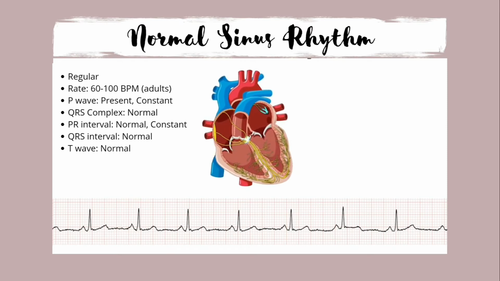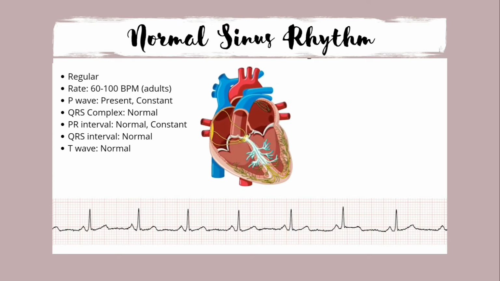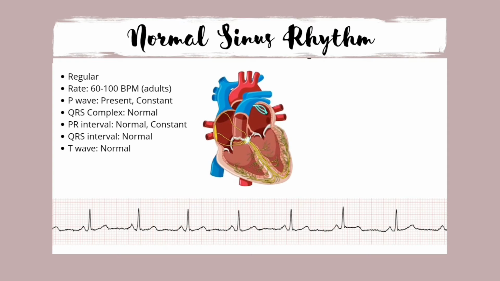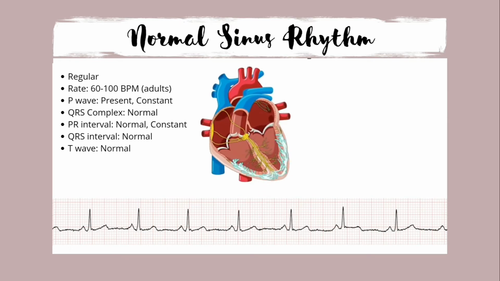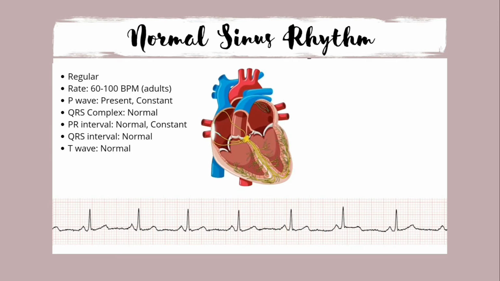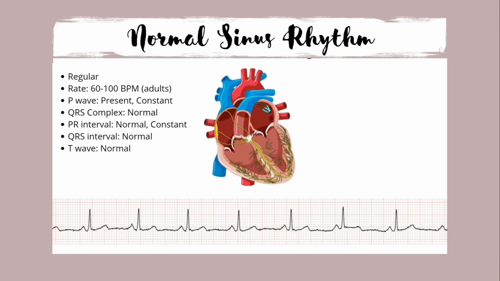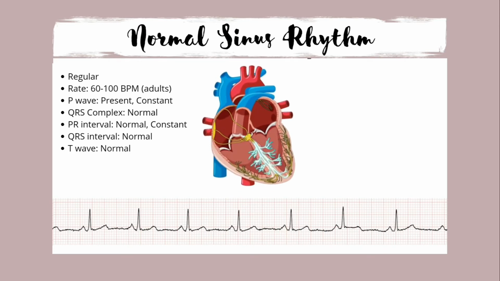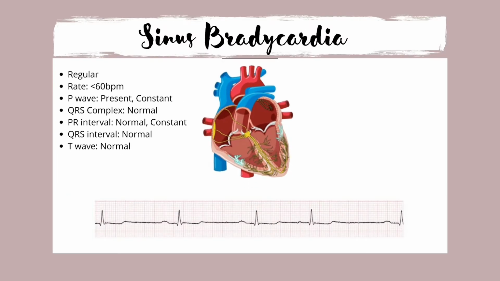Characteristics of a normal sinus rhythm. Regularity: regular. Rate: 60 to 100 beats per minute in adults, age-dependent in children. P wave is present with constant morphology. P to QRS ratio is 1:1. PR interval is constant, normal. QRS interval is normal.